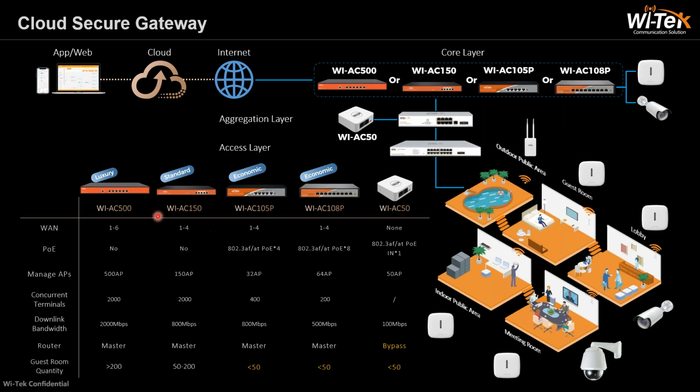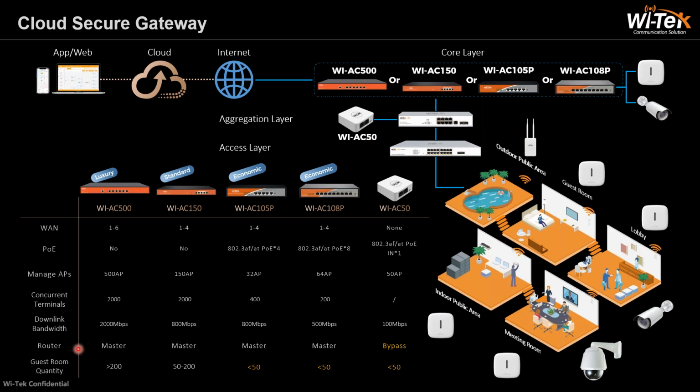Our cloud gateway has 5 models. We choose according to the number of guest rooms. If your guest room number is more than 200, we recommend using the AC 500. If it is between 50 and 200, we recommend using the AC 150. If lower than 50 guest rooms, we recommend these 3 types. And the last one is the AC 50.